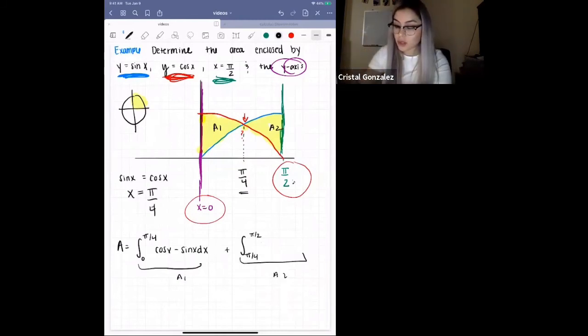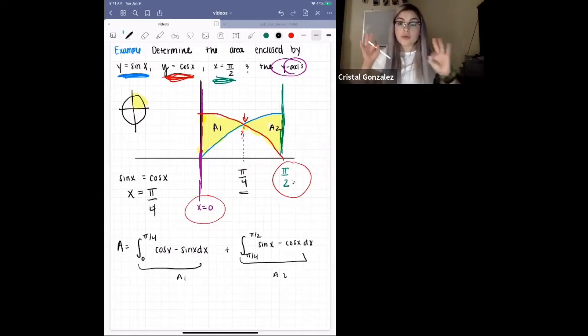So that means now my top function is sine x minus my bottom function cosine x dx. Beautiful. So notice that with this one, it was a little bit more complicated because halfway through, we had a switch where our functions reversed the roles of top versus bottom. And we had other bounds to account for. So just be very careful when you're doing the homework.